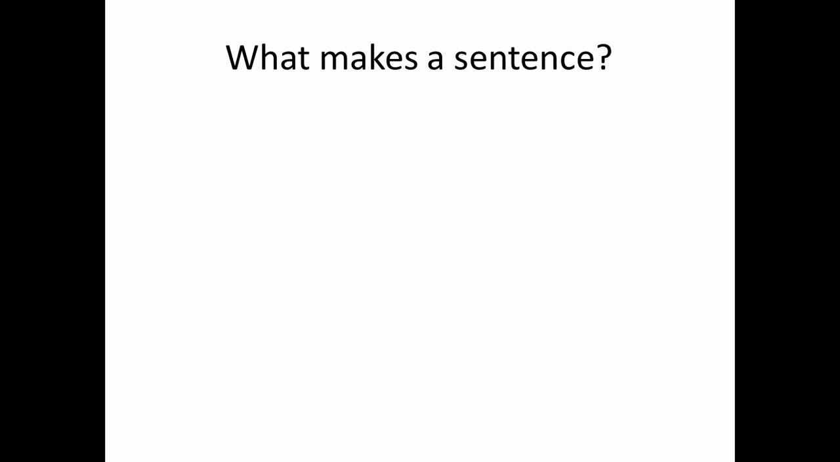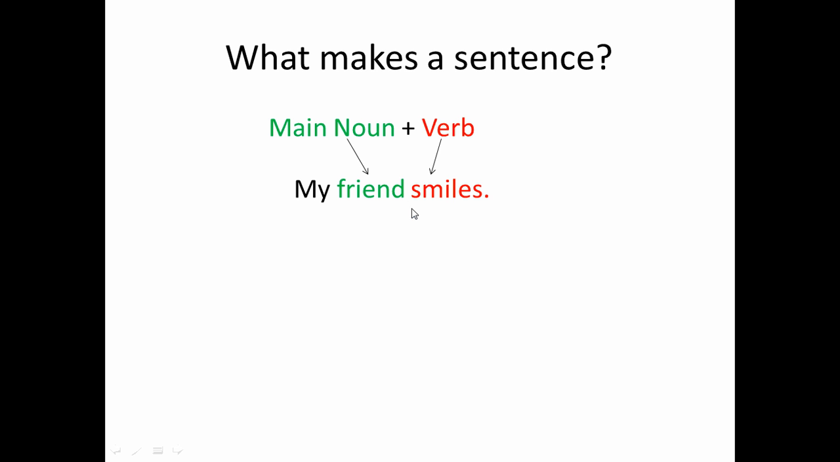What makes a sentence? A simple sentence needs to have two parts. Look at this sentence. My friend smiles. Notice the colors. Friend is green because it is the main noun in this sentence. And smiles is red because it's a verb. It tells what the friend does. It tells the friend's action. This is called the simple subject, and smiles is called the simple predicate.